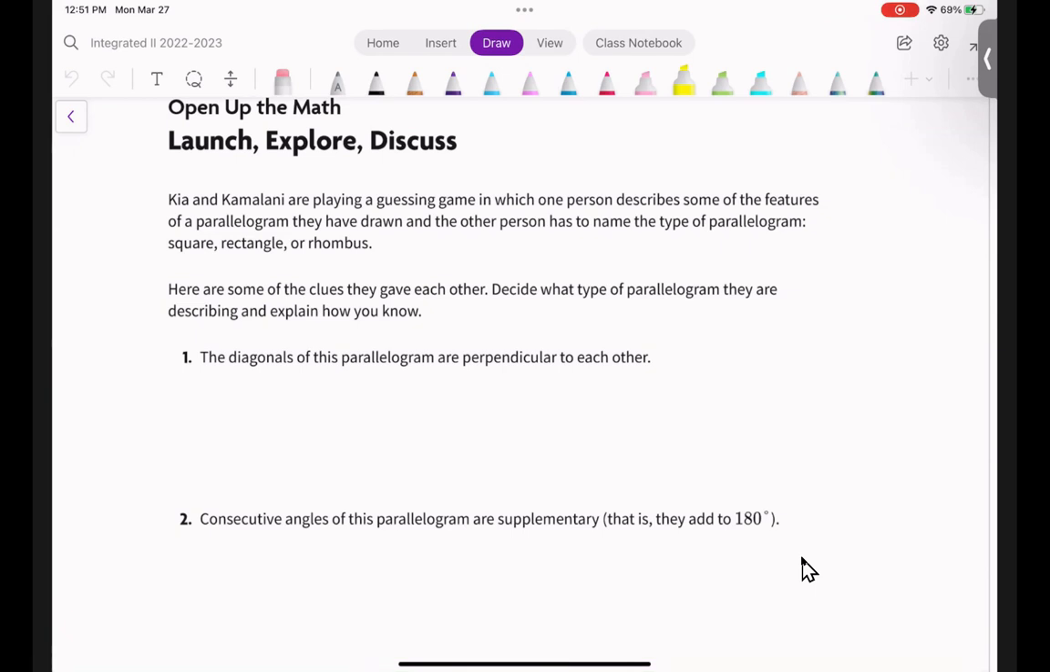So first of all, we need to go over what a square, a rectangle, and a rhombus are. Okay, so what's a square? What makes a square a square?